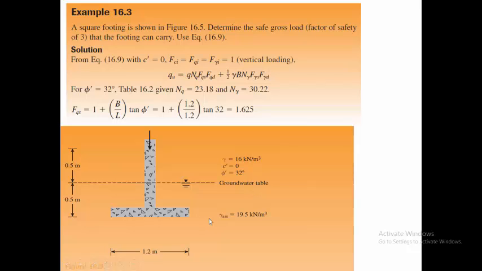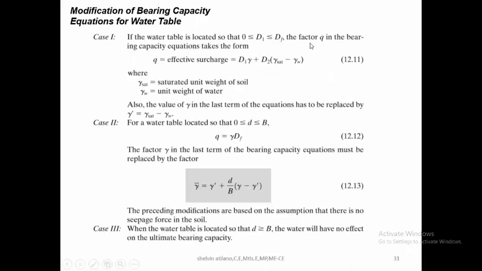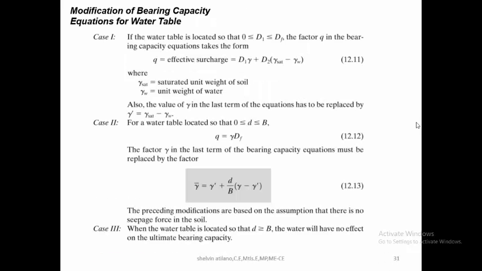So what should be the case of this one? Case 1, case 2, case 3, where D is very far, which is more than B. If the water table is located between the ground surface and the bottom of the footing, it is case 1. And what will happen if it is case 1? You need to change the value of q and gamma.